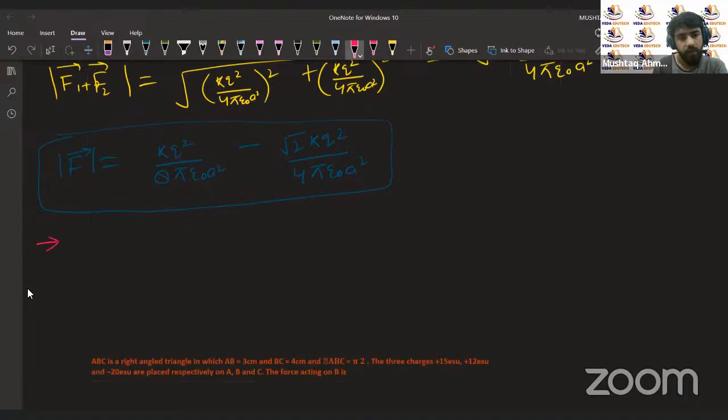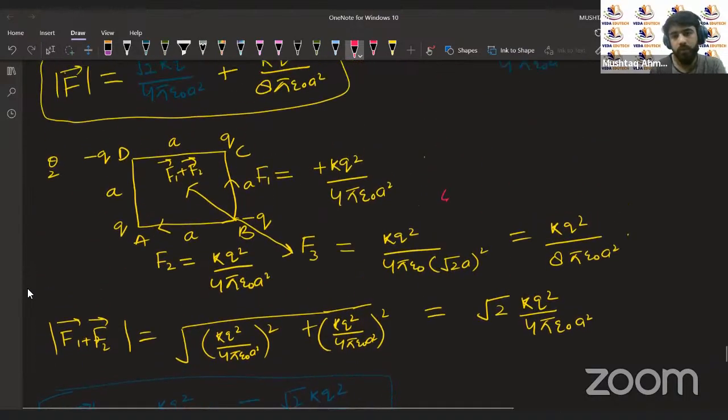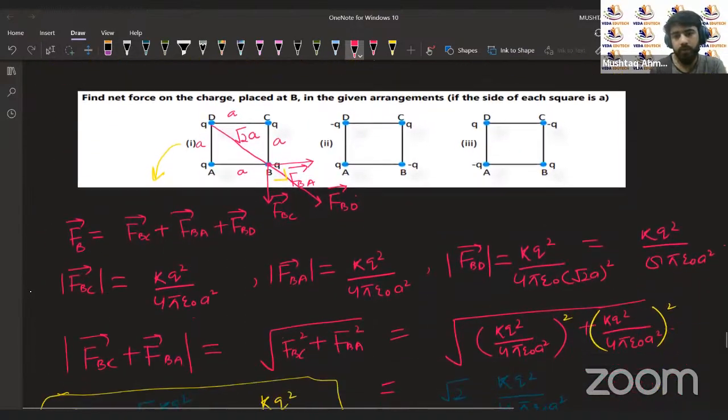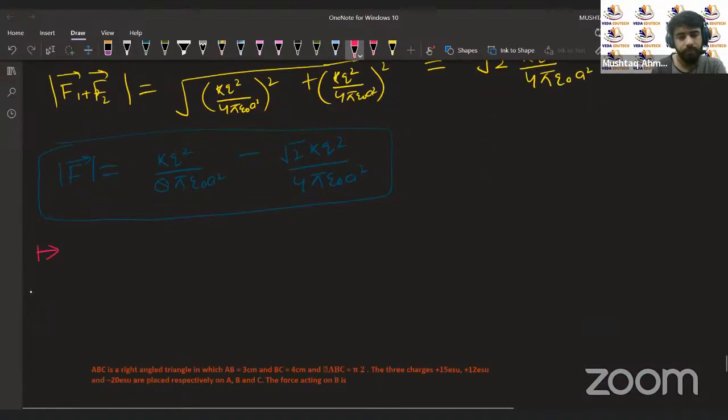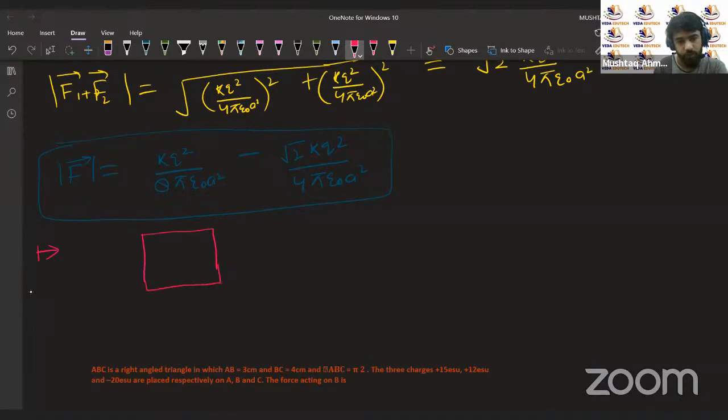In the third case, the negatively charged particles are now placed at these two points. Minus q is here and minus q is here. And we have plus q here and plus q here. This is A, this is B, this is C, and this is D.